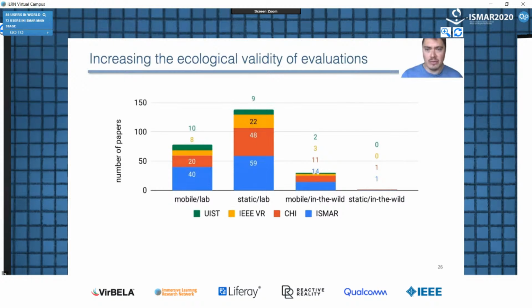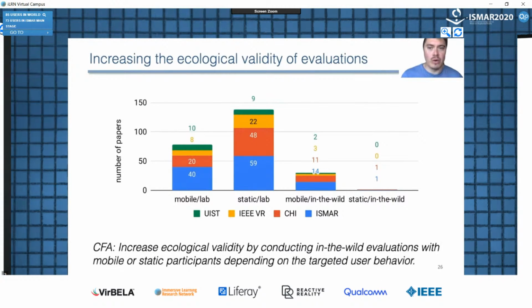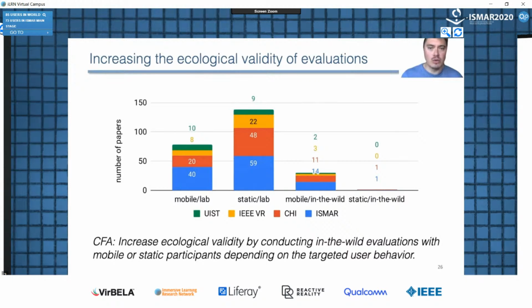We found that rarely user evaluations are conducted in the wild, that is the target environment of a mixed and augmented reality approach. We call researchers in the field to increase ecological validity by conducting in the wild evaluations with mobile or static participants depending on the target user behavior.